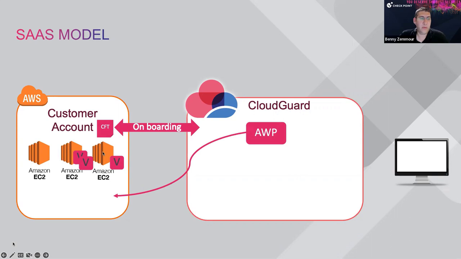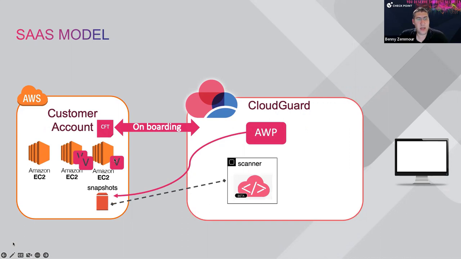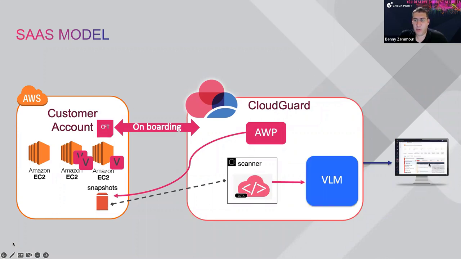The scan will start with creating a snapshot of each volume of each machine. Then, when we have the volume, we can share it with our backend, and we scan it in a VM that we run inside our backend. The result will be populated to the backend and to the UI, and you can see that. So this is the model where the data is scanned in our account.